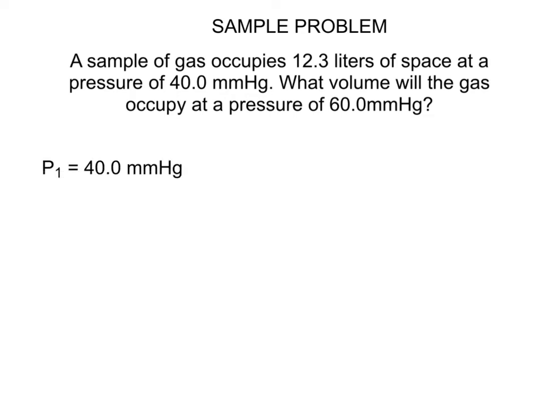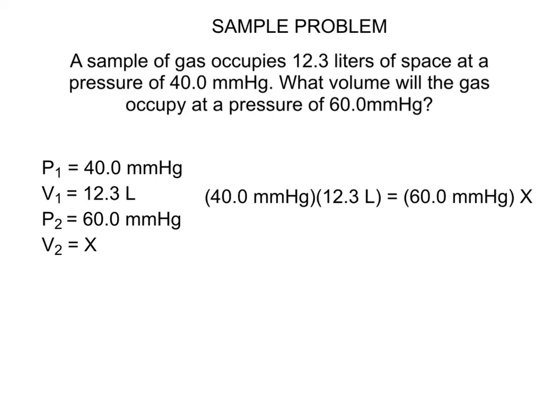In this problem, P1 is 40 millimeters of mercury, V1 is 12.3 liters, P2 is 60 millimeters of mercury, and V2 is X. To solve the problem, we're going to plug these variables into our equation for Boyle's Law. Remember, P1 times V1 equals P2 times V2. 40 millimeters of mercury times 12.3 liters equals 60 millimeters of mercury times X.